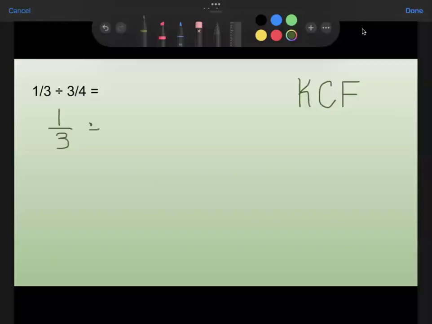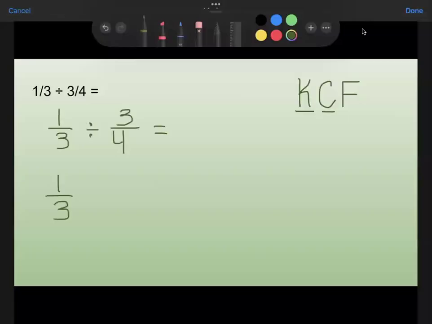So what I'm going to do is start by rewriting this problem: 1/3 divided by 3/4. I'm going to rewrite it like this because this is how I prefer to look at my fractions. If the slanted line doesn't bother you, totally fine. You don't need to rewrite it. So the K for keep means we're keeping that first fraction the same. So that's going to be 1/3. That's going to stay the same.